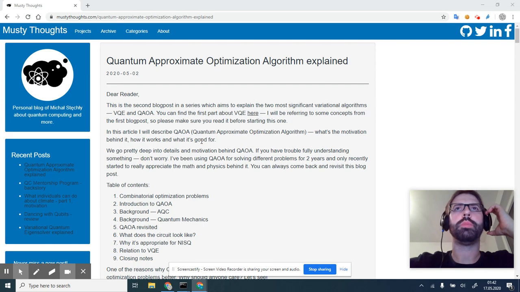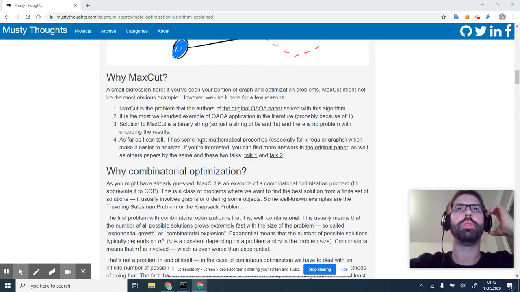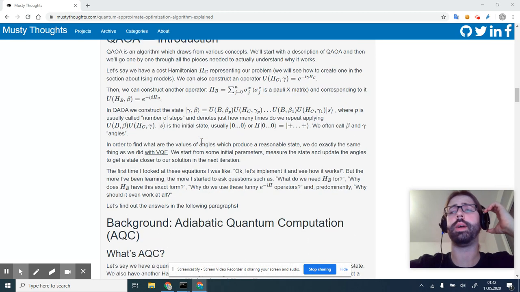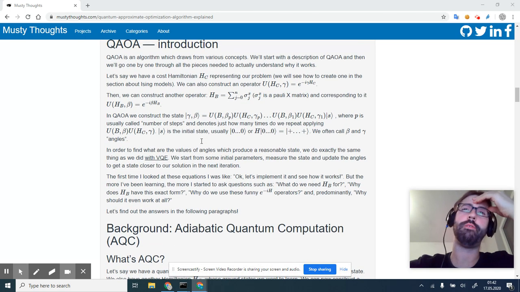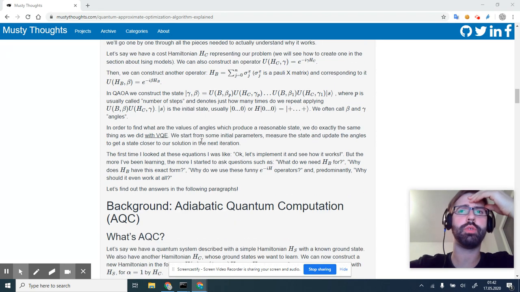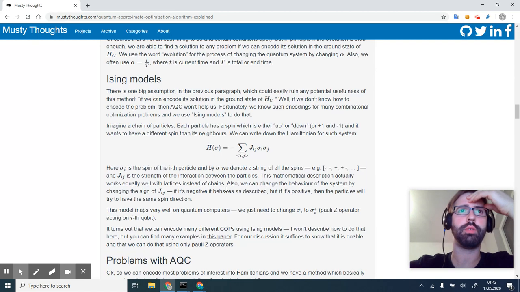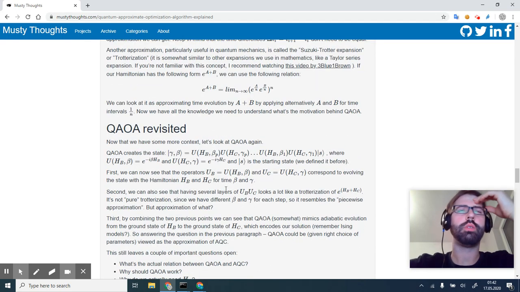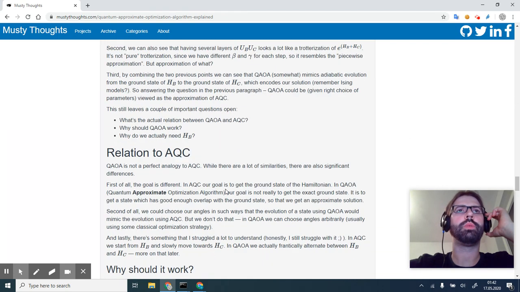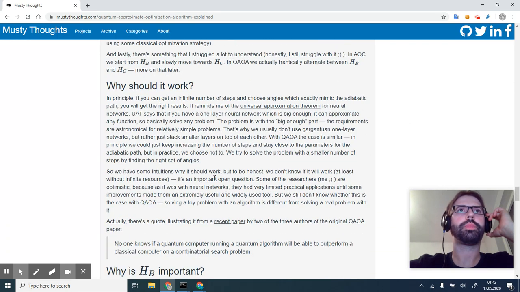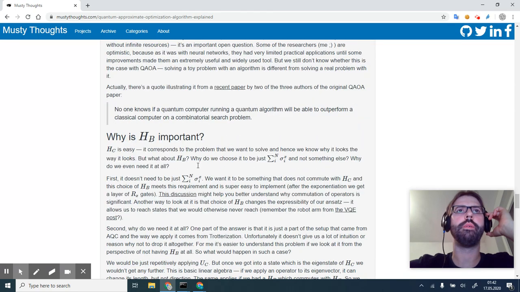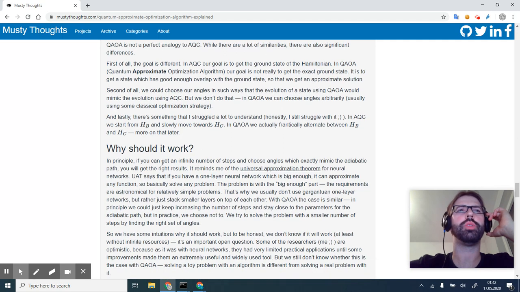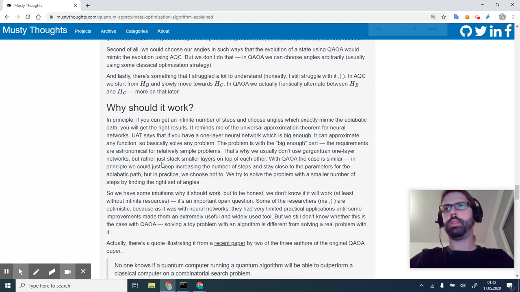So this is about the quantum approximate optimization algorithm, and I remember that I read almost everything. I'm thinking about how to approach this now, whether I just go to the very top again and start from scratch, or whether I start from somewhere. Motivation, revisited, in relation to AQC: why should it work? So why is HB important? Okay, so let's maybe do this. I don't know if I did why should it work, but let's take a look at these.